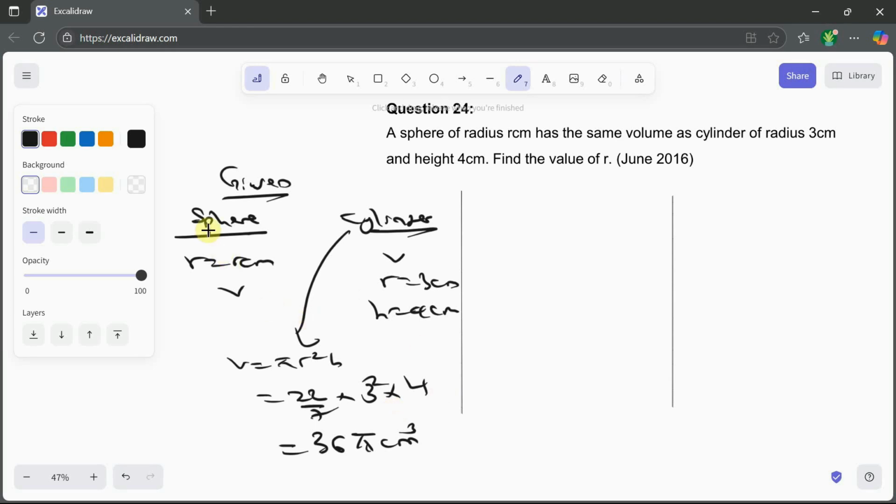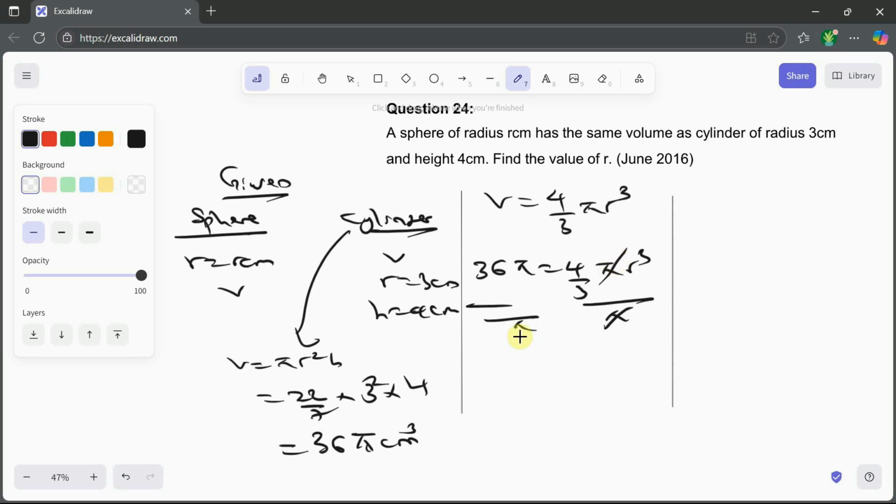Since that's the same volume as the sphere, for the volume of a sphere, that will give you what? 4 over 3 pi r cube. They share the same volume, so I could say 36 pi is equal to 4 over 3 pi r cube, right? And I can divide both sides by pi. Pi will cancel pi. And what will be left is 36 is equal to 4 over 3 r cube.